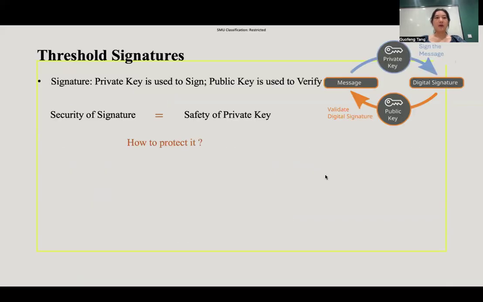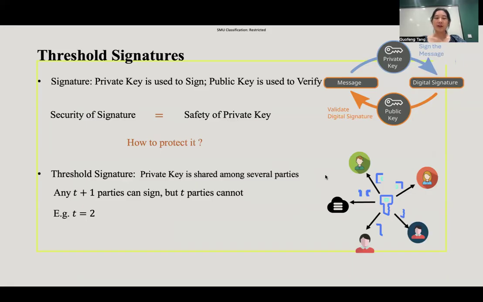Let's start with some background about threshold signatures. A signature scheme is a public key crypto primitive. Private key is used to sign, and public key is used to verify. The security of a signature scheme is equal to the safety of the private key, or called secret key. How to protect the private key is a very important topic.